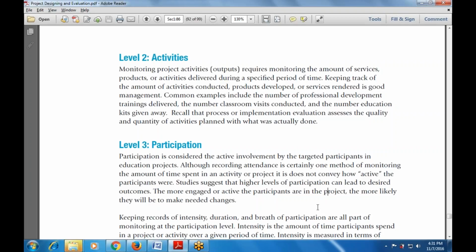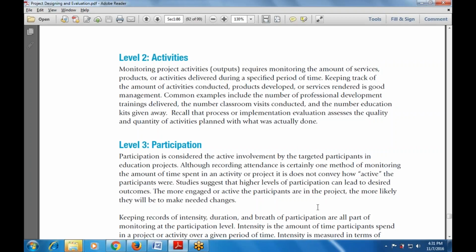Then keeping records of the intensity, duration, and the breadth of the participation. Whatever the duration, the breadth, or the participation, these are part of the monitoring at the participation level. These are the gathering of data about the participation level.